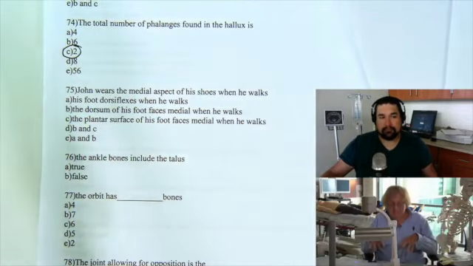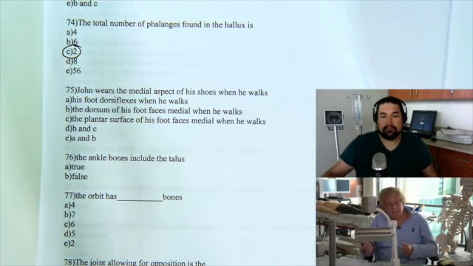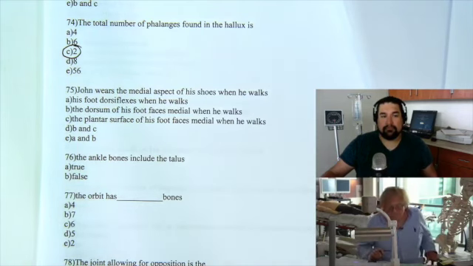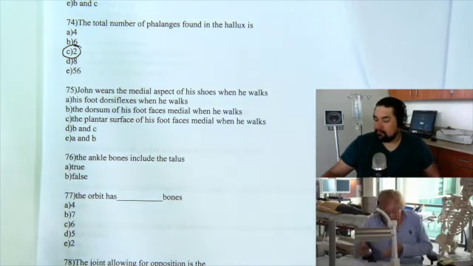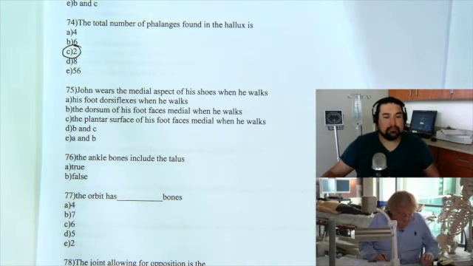If you said how many phalanges are found in both halluces, well, therefore together that's going to be 4. If you said to me how many are found in both of the pollex bones or the pollices, that's 4. But if you said the total number of bones in the pollex, that's just 2. So always remember reading exactly what the question is asking and what the answer is answering.